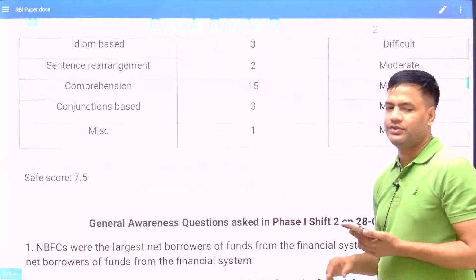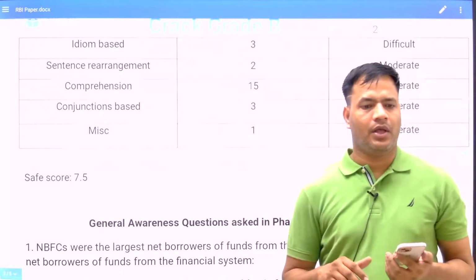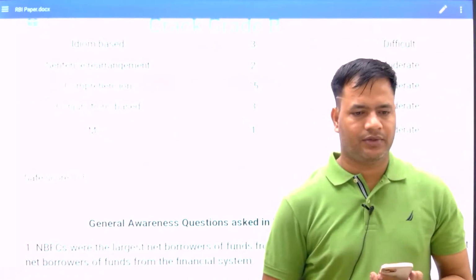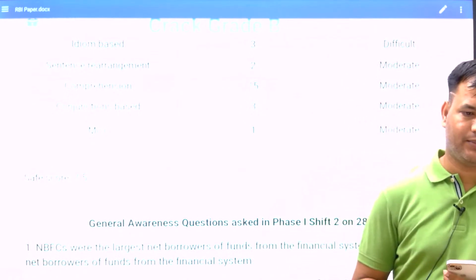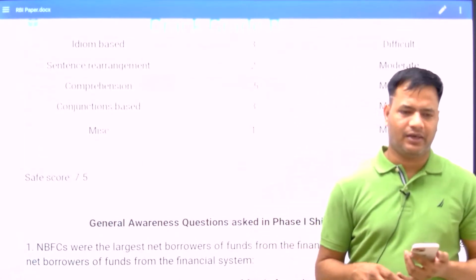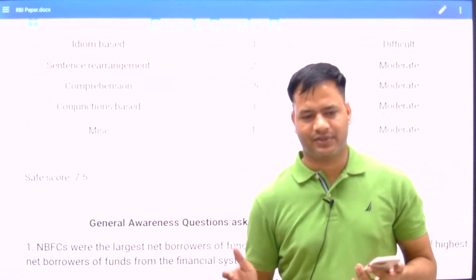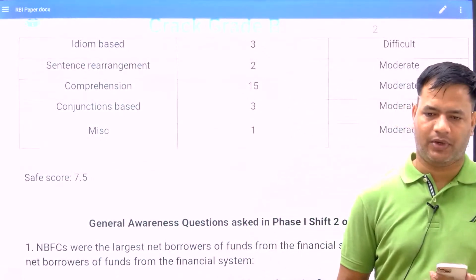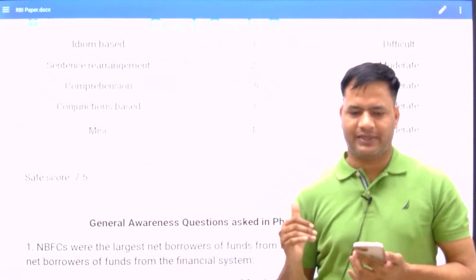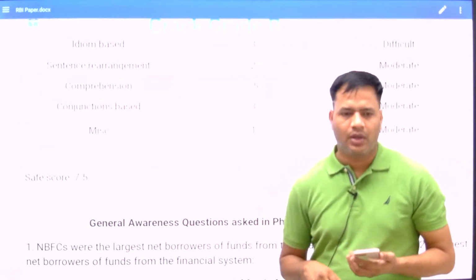Next was the GA section. Some questions were very difficult. The questions were asked in depth and from various reports. Data and fact-based questions were there, as RBI used to ask in the previous papers. They are always asking, so they did the same thing in this exam also.